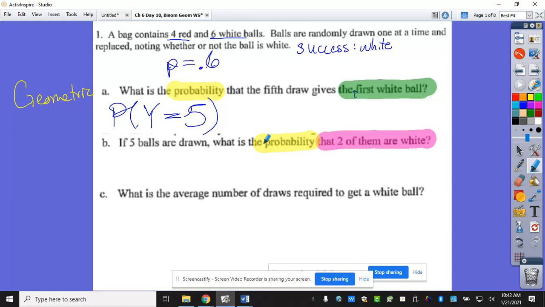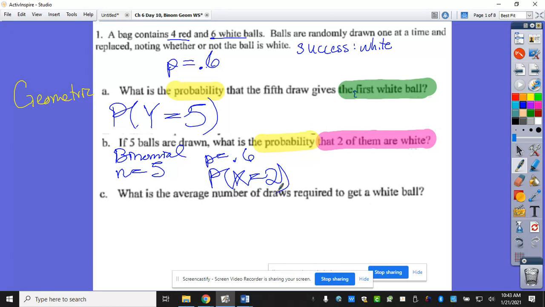So what I require on a test is, if B were its own separate problem and I didn't have anything else here, then what I would want to see is I've decided it's binomial. My N is what? 5. The probability of success is, and I want the probability that X equals 2. And if I see all of that in the answer, that's all the work I have to see.